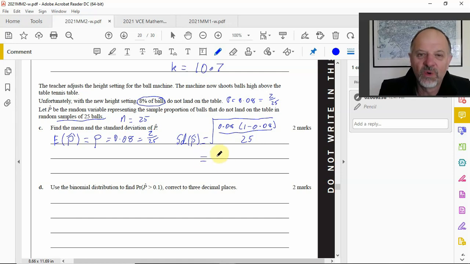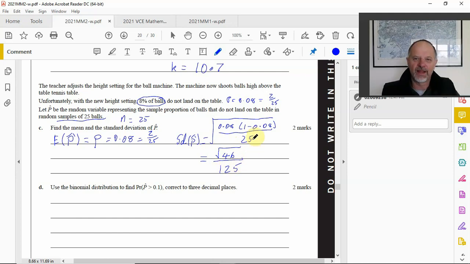Again, we want exact answers. Make sure you have your calculator set in exact, and what you come up with is square root 46 on 125 for that. The reason I say it's exact answers, unlike the previous two, is that there's no mention here of correct to any decimal places. So that's why I've given those in that form.